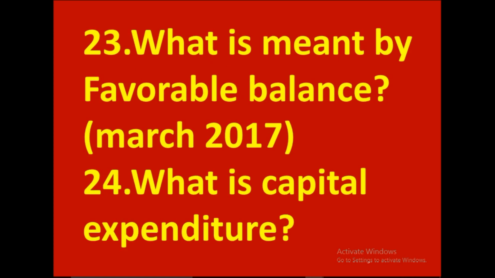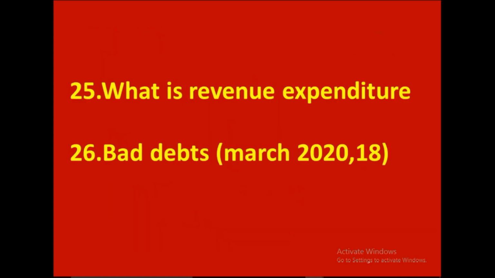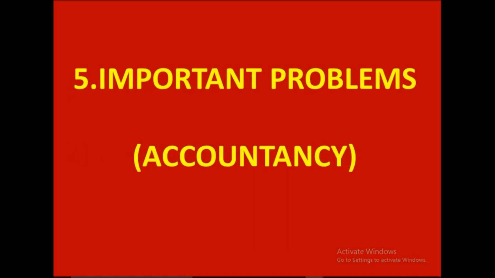23. What is meant by favorable balance? 24. What is capital expenditure? 25. What is revenue expenditure? 26. Bad debts. With this, fourth point is completed. All important theory questions from accountancy part.